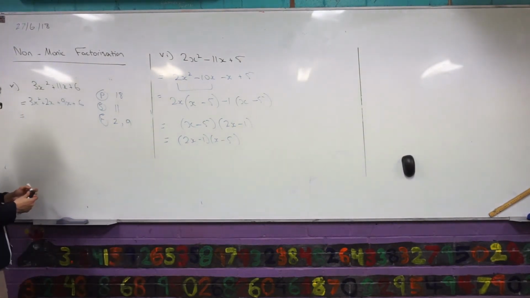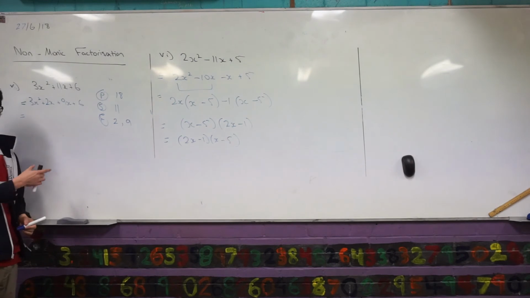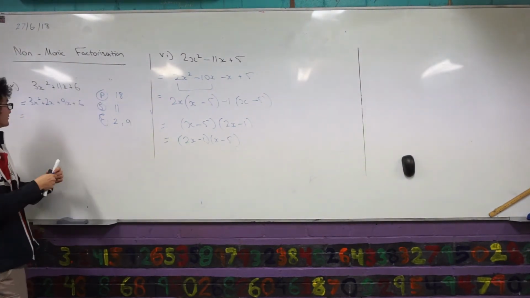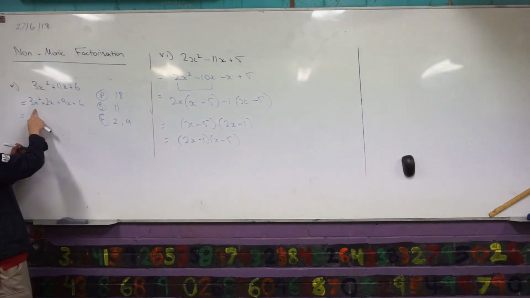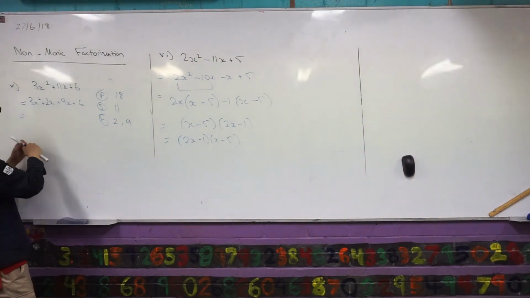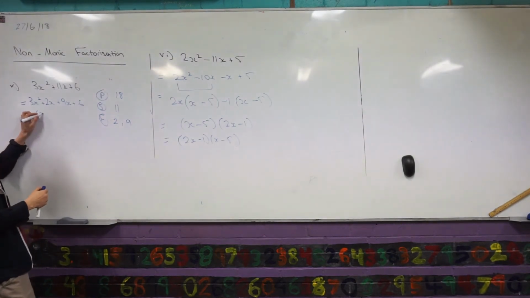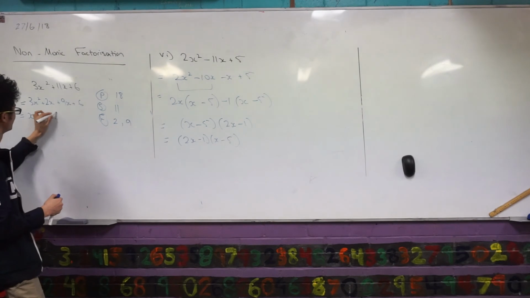Okay? And then I want to start looking for what's in common between my two pairs. Because I've got four terms there, I'm thinking of my grouping in pairs method. So what's in common here? Well, there's a factor of x there. And that looks like all that's in common, right? So it should be 3x plus 2.